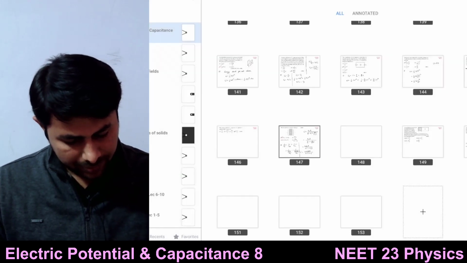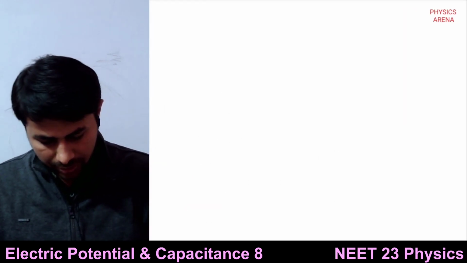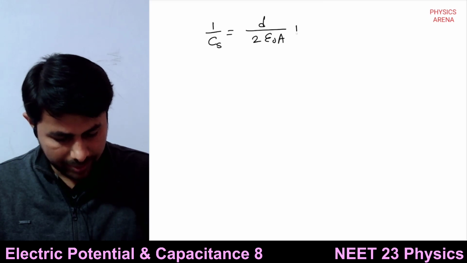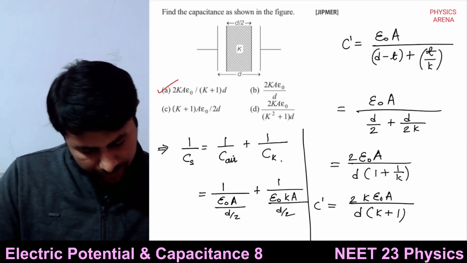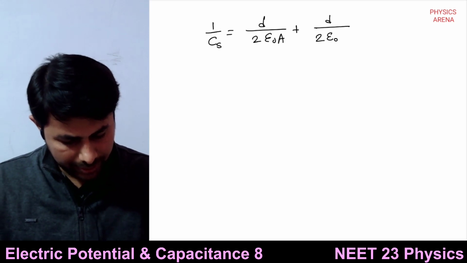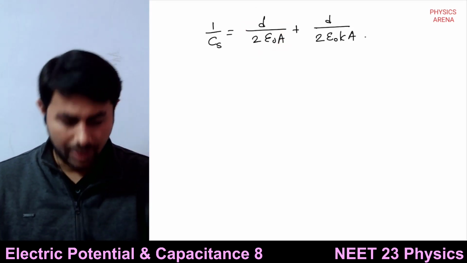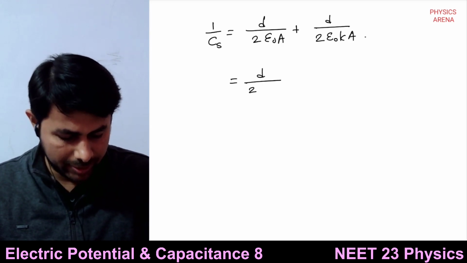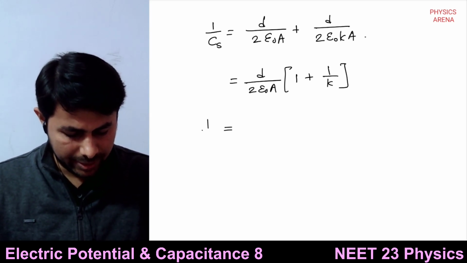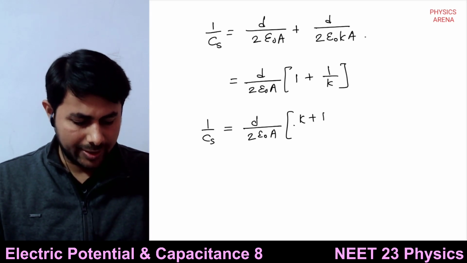Take this d by 2 to the numerator because it is in the denominator of the denominator, right? So you have 1 upon Cs equal to d by 2 epsilon naught A plus 1 upon, this is also d by 2 epsilon naught K. Then you can take this much common, d upon 2 epsilon naught A. I will take common, so it is 1 plus 1 by K. This is 1 upon Cs. So d divided by 2 times epsilon naught A, into K plus 1 divided by K.